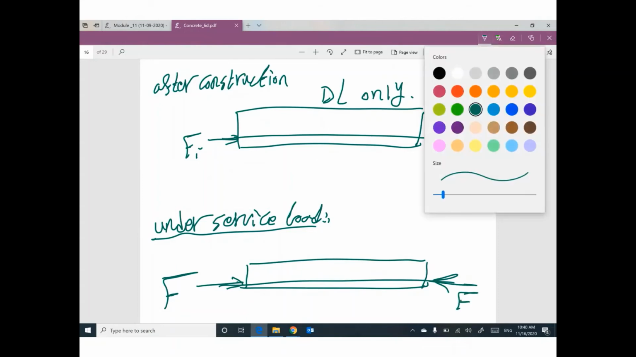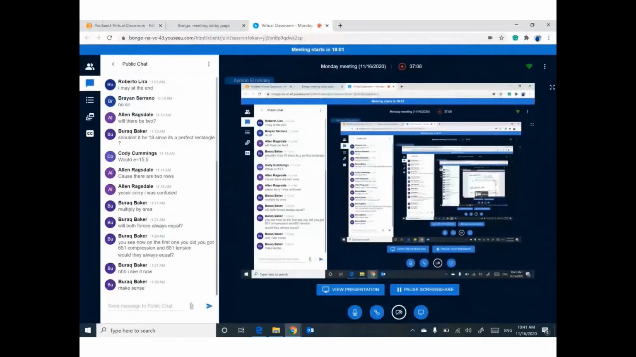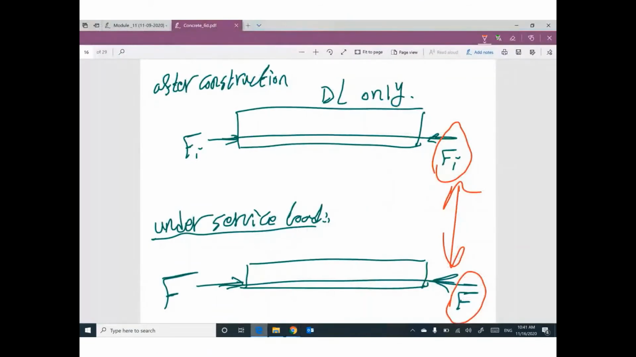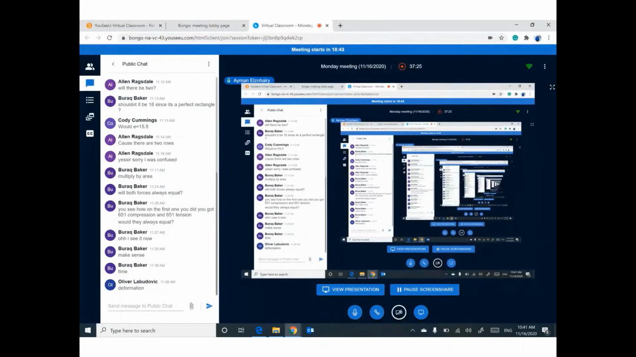Guys, do you remember what is the difference between the initial pre-stress force and the final pre-stress force? What is in between? I need one word. What is the difference between the initial pre-stress force just after construction and the final pre-stress force under service load? Not time, not deformation, not shortening. You guys answered me the same question last meeting, and I told you I need one word.